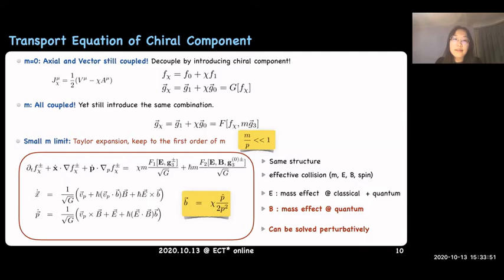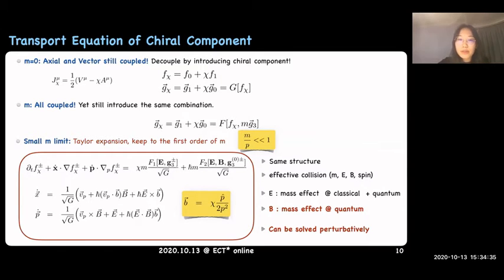And the terms with respect to mass can be seen as the effective collision terms. And if there is an electric field in the system, the mass effects start to appear at the classical level. And if there is only a magnetic field, the mass effects start to appear at the first order of ħ. And the mass correction is also involved with the inhomogeneity of the system.